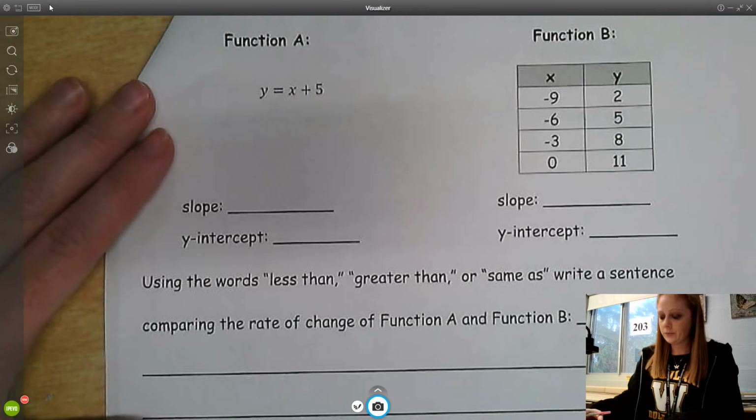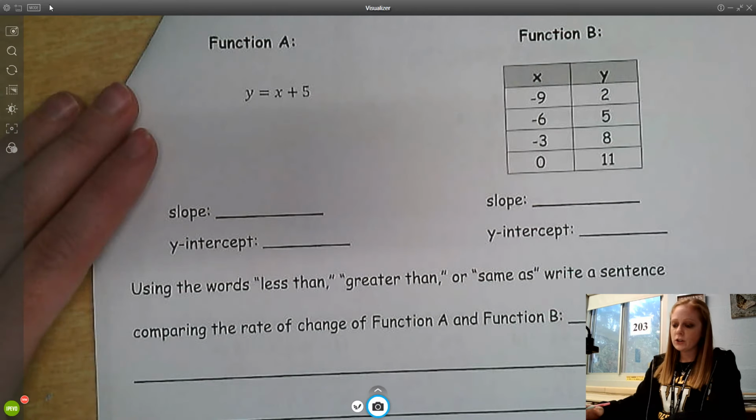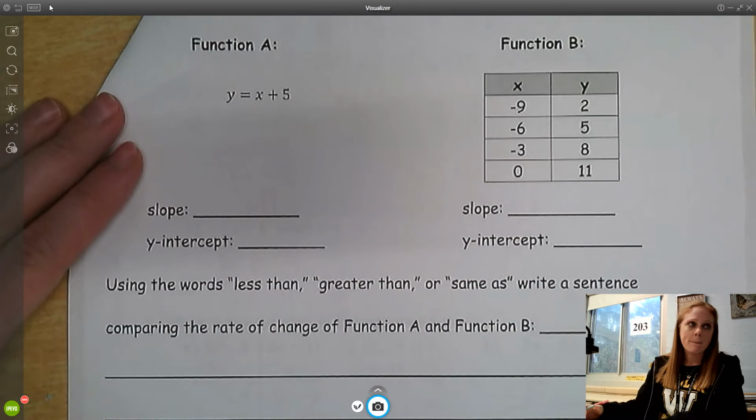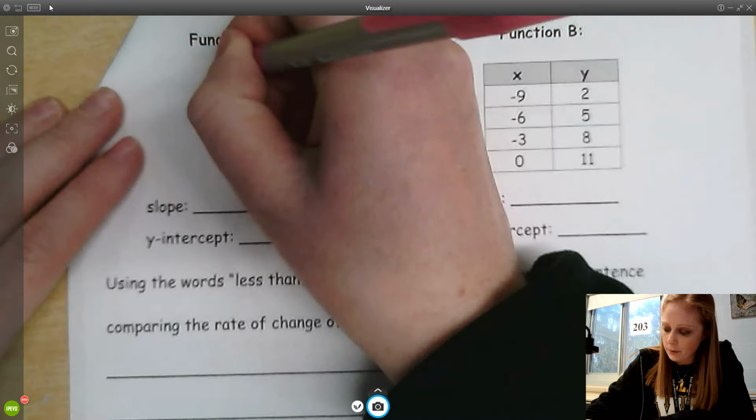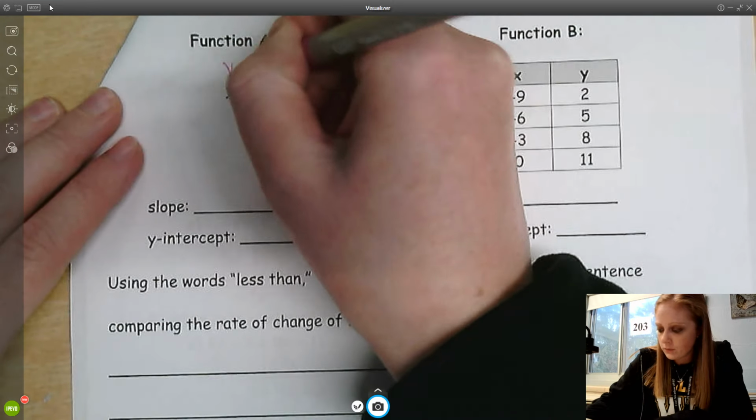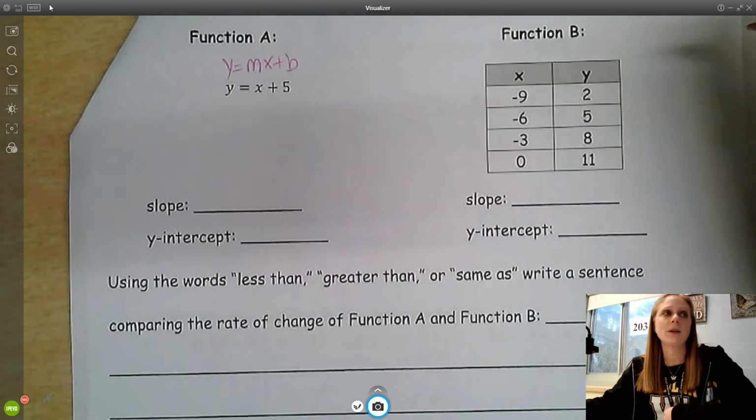All right, let's look at these two. Function A and function B. Function A is a formula, an equation, I mean. So we're going to compare it to our formula, y equals mx plus b, and function B is a table.